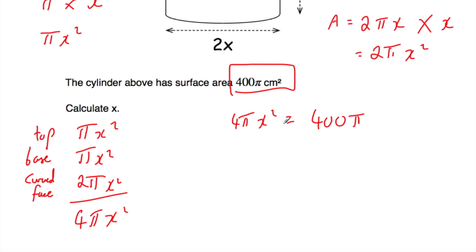If I wanted to solve this equation, the first thing I would do is divide by pi. So divide both sides of the equation by pi to get 4x squared equals 400. Then I would divide both sides of the equation by 4 to get x squared equals 100.